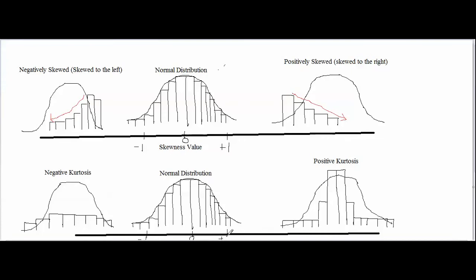If the skewness and kurtosis values both fall between -1 and +1, the data is at least close to a normal distribution. Because anything between -1 and +1 is roughly no skewness, and down here anything between -1 and +1 is roughly no kurtosis. So if it has roughly no skewness and roughly no kurtosis, it's close to normal.